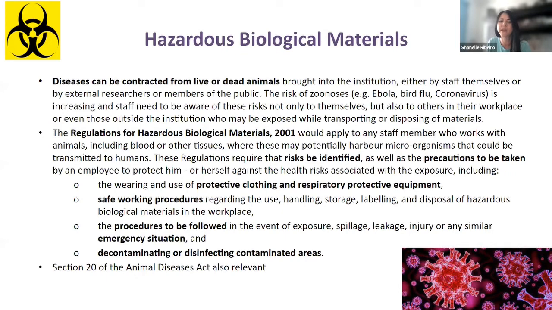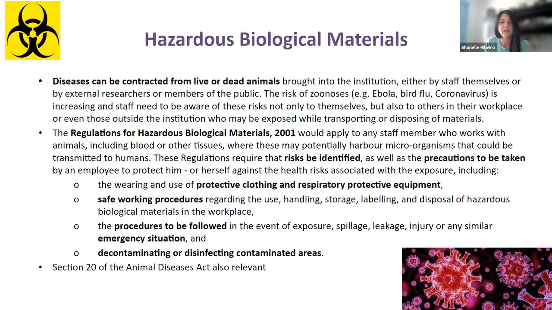And staff need to be aware of these risks, not only to themselves, but also to others in their workplace, or even those outside the institution who may be exposed while transporting or disposing of materials. And so the regulations would apply to any staff member who works with animals, and this includes blood or other tissues where these may potentially harbor microorganisms that could be transmitted to humans. And the regulations require that the risks be identified and precautions must be taken to protect employees.